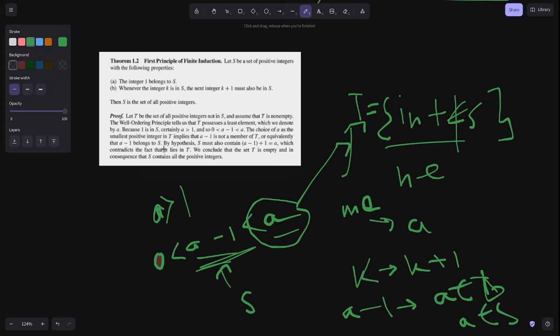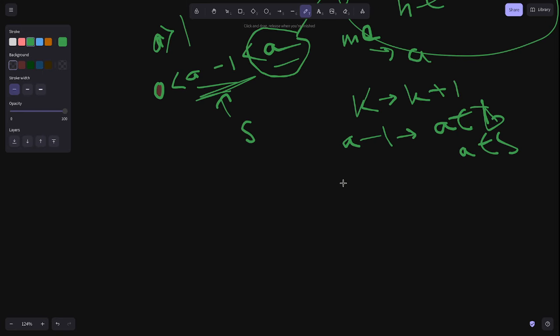So we can say that S will have all the integers, right? So this T set will be empty, right? So all the integers will be in S. Okay, that's a good proof.